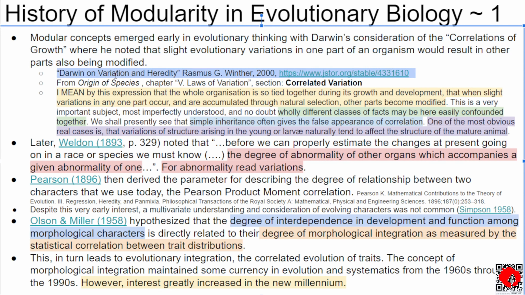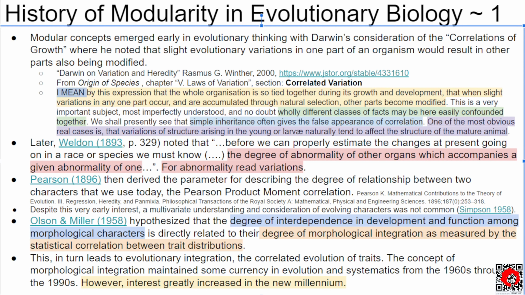So a kind of key text in relationship to this point is Darwin on Variation and Heredity by Rasmus Winther from 2000, and who has also written a lot of other quite interesting pieces. And then it's also interesting to go into Origin of Species and look in the section Laws of Variation, subsection Correlated Variation, talking about correlations of growth. And Darwin defines what is meant by this.